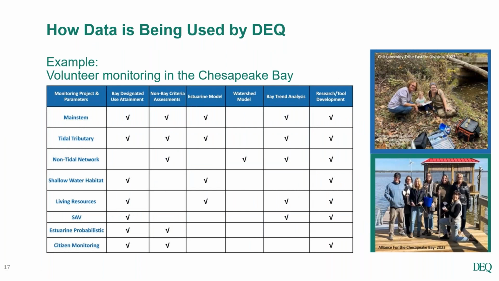So here's an example of how citizen water quality monitoring data is being used by DEQ. This table shows different monitoring projects and parameters focused on the Chesapeake Bay. The last row of the table shows citizen monitoring, and the data from these citizen monitoring groups could be used at DEQ in the Bay designated use attainment, non-Bay criteria assessments, and for research purposes and in the development of tools. We have some volunteer groups shown on the slide. The volunteers in the top picture are from the Chickahominy Tribe Eastern Division, and the volunteers below are from the Alliance for the Chesapeake Bay.